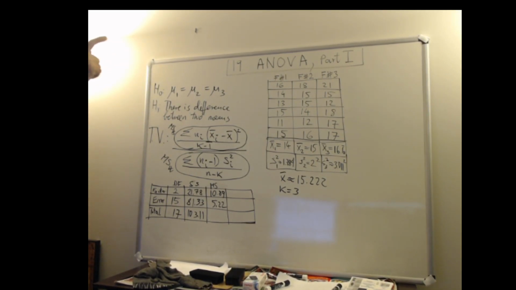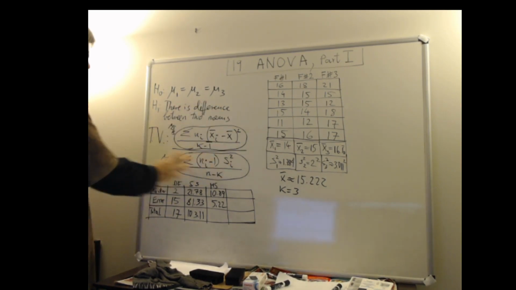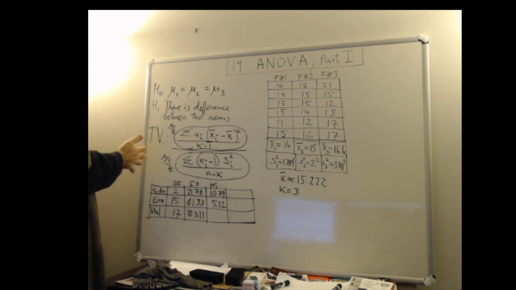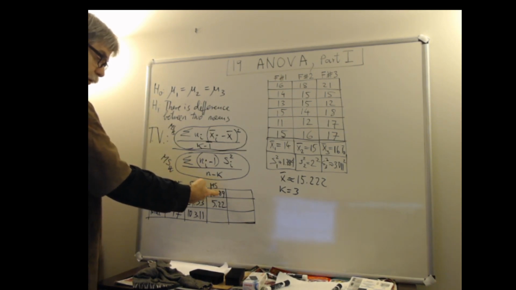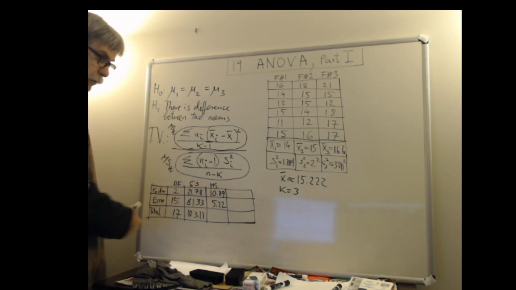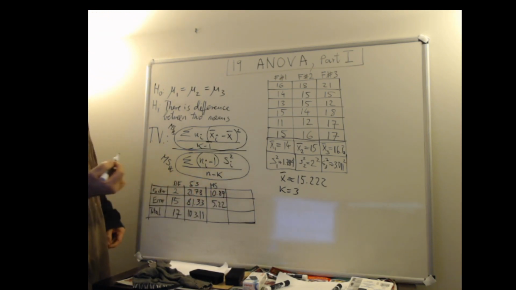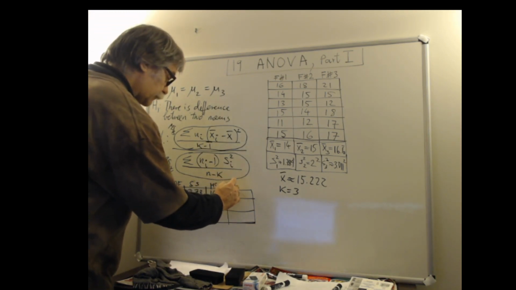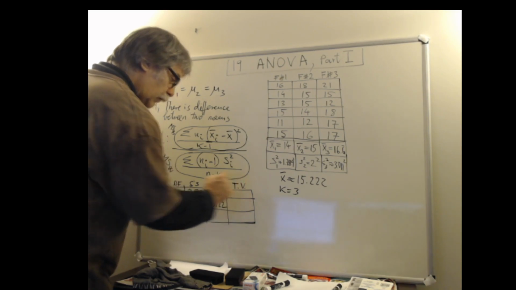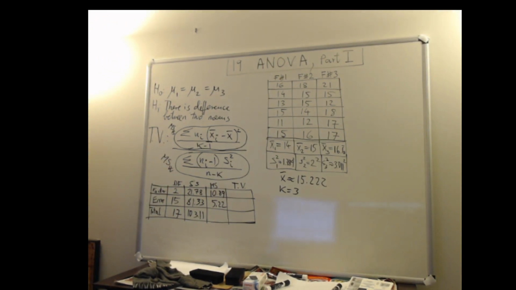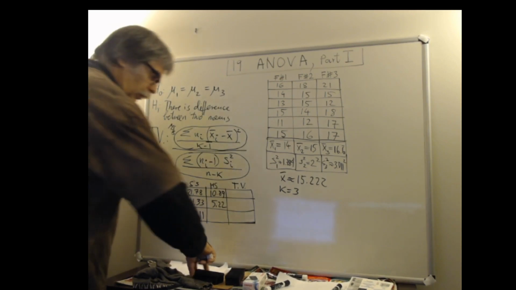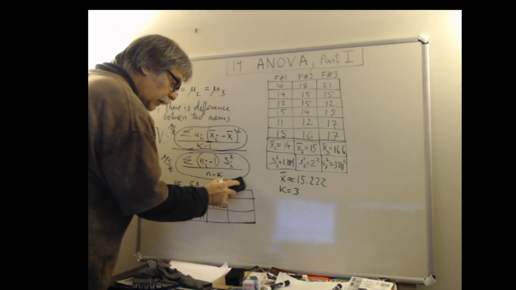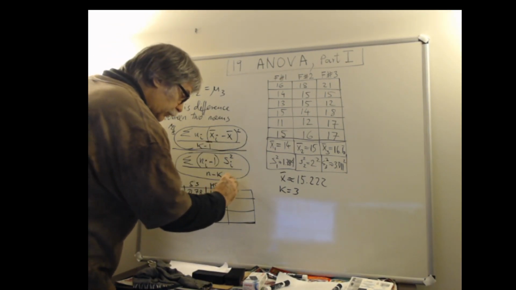Okay, finally, you need to calculate the test value, which is mean square between the groups divided by mean square within the groups. Mean square between the groups divided by mean square within the groups. So this is what we call a test value. You could call it test value or test statistic, but it's more often called F value. I'll tell you in a moment why.